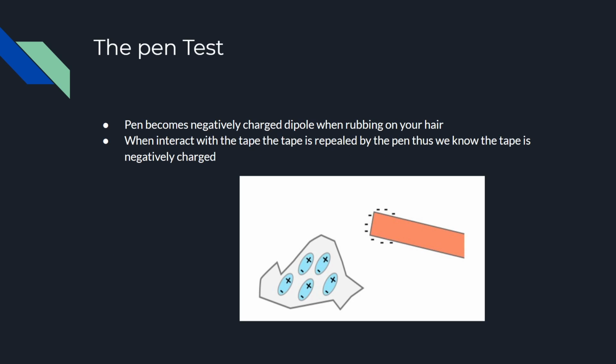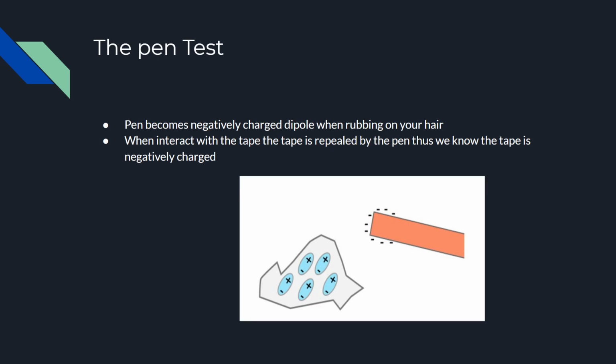Now, to determine if the charge is negative or positive of this piece of tape, well, first we had to apply a charge to the tape. So we put the tape down, we put a piece of tape on top of it, and ripped it off. And through that interaction, created a negative dipole.